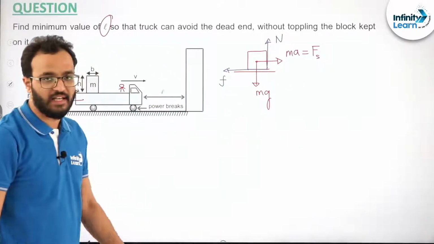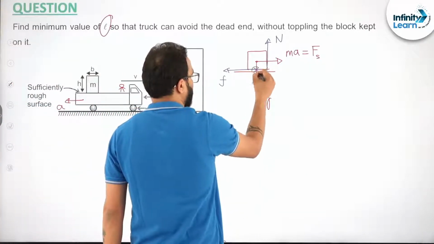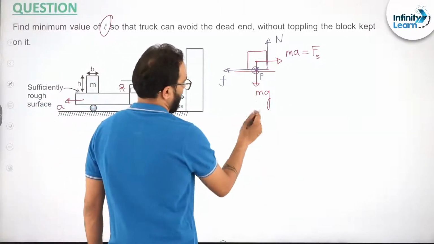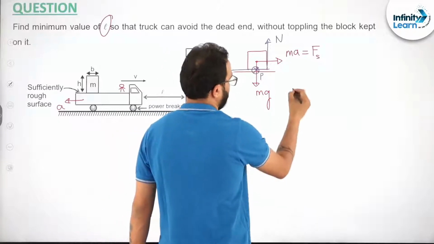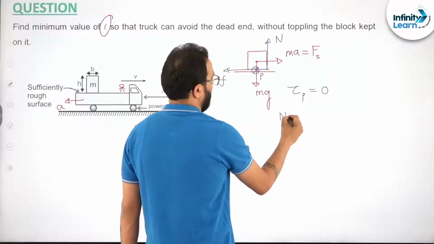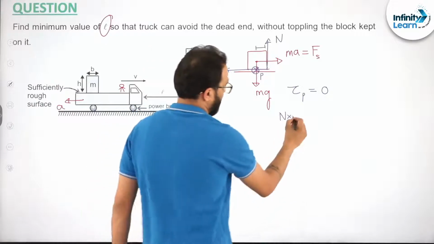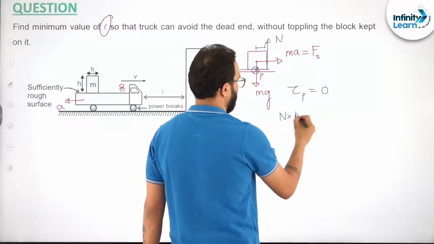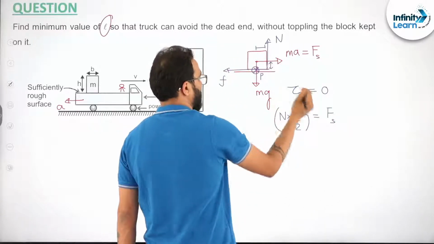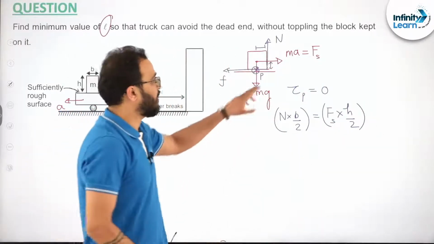We don't care about sliding right now. We will ensure that the normal comes here, and we will take this as our axis of rotation, right? And we will say that in order to save this block from toppling, the torque about P must be zero. That is, maximum is N into this distance, which is b by 2. So N into b by 2 must be equal to Fs into this distance, h by 2.